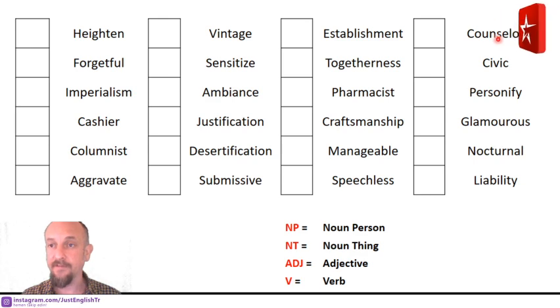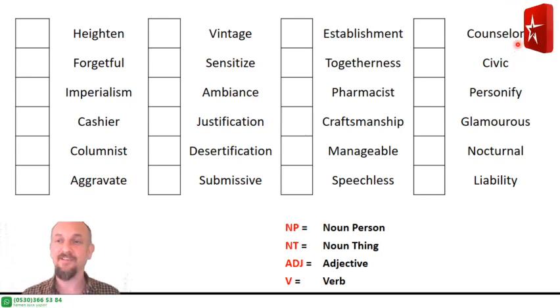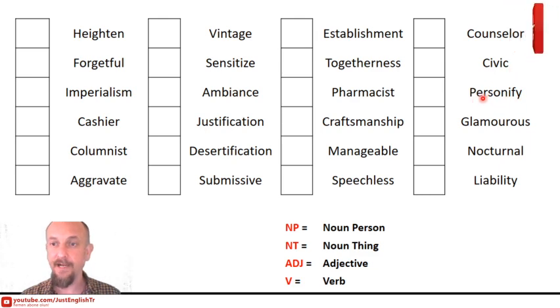We have counselor. Don't forget that pronunciation in English. We don't have an R sound. In American English, they've got a very small R sound, so it's like counselor in American English, but in British English, it's just counselor. Then we have civic. Civic, this is a K sound, and this is a C sound, civic. Then we have personify, P, schwa, personify.